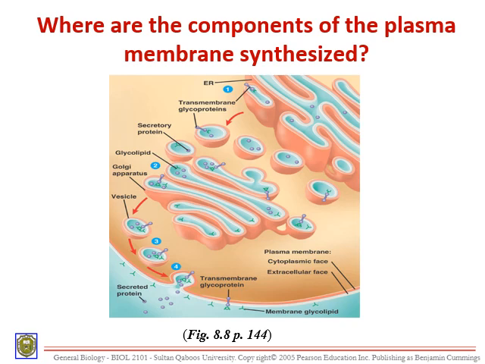All right, now that we have talked about membrane lipids, membrane carbohydrates, and membrane proteins, let me ask you a question. Where are all these components of the plasma membrane synthesized? Where are they made? Let's look at this figure here. As you can see, they are synthesized via the endomembrane system.